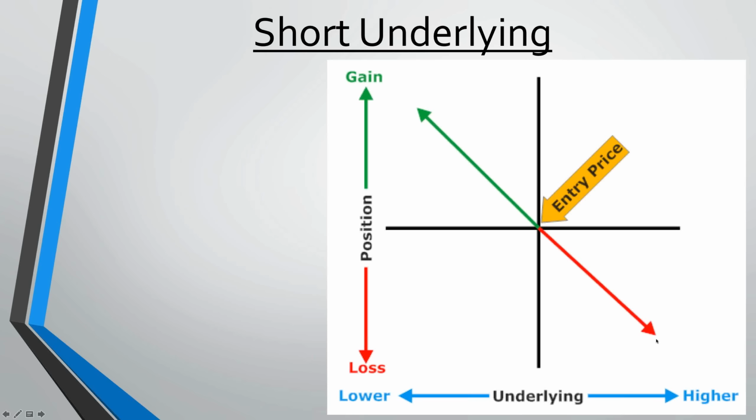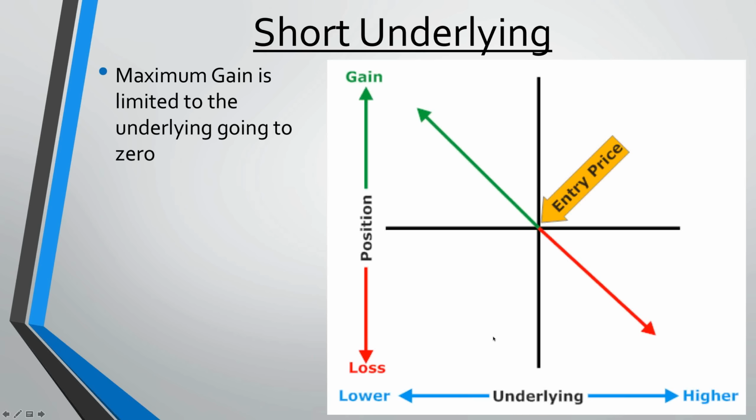Let's look at a short underlying position. Same situation. If you're short, you want the underlying to go lower. Again, this is not an option. So your maximum gain, represented in the top left, is limited to the underlying going to zero. If you sell crude oil at $40, you can only make $40 per contract.